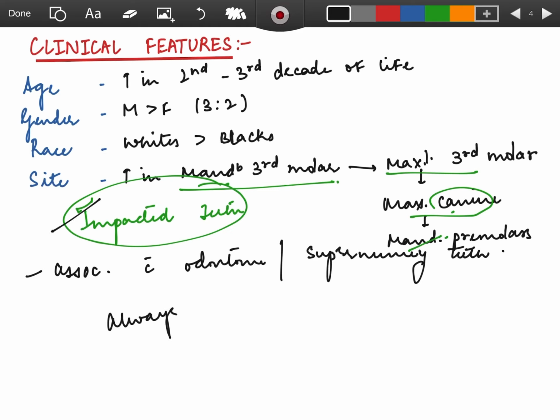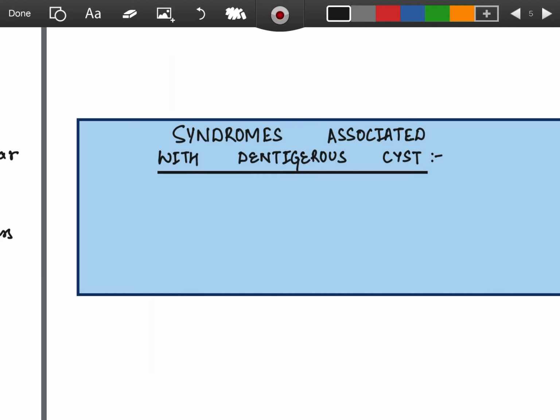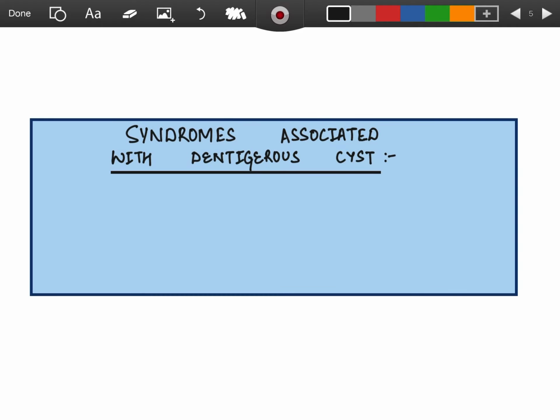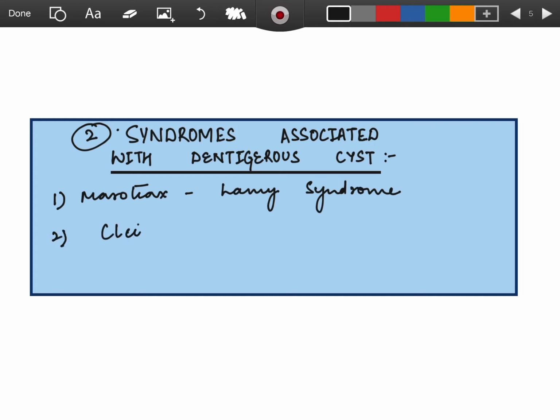But it is always associated with the impacted teeth. Now the syndromes associated with dentigerous cyst, these are two syndromes. The first is Maroteaux-Lamy syndrome, a type of mucopolysaccharidosis, and the second syndrome is cleidocranial dysplasia. It is basically a pathology of the clavicle.